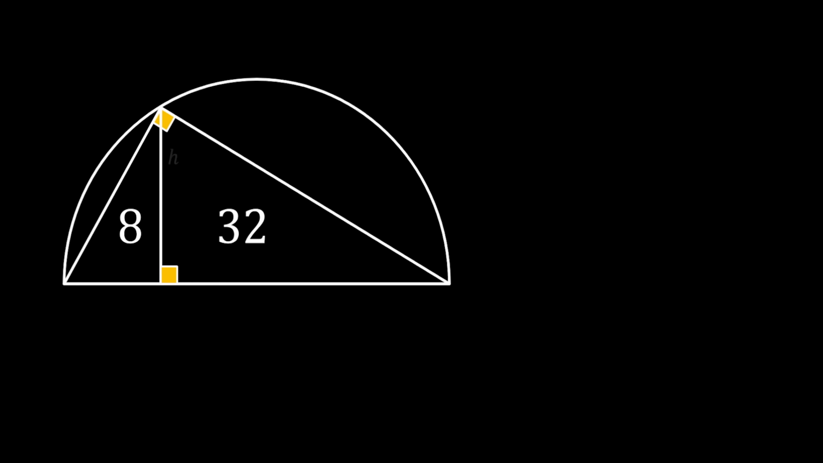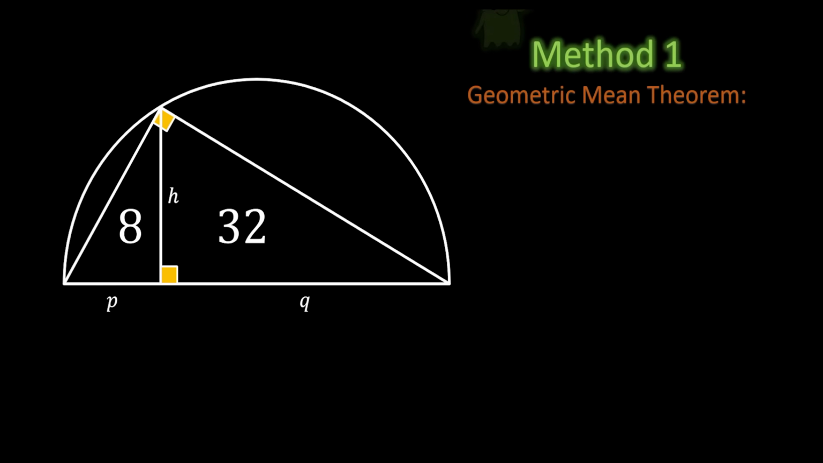So let's label its height as h, and we can label the 2 segments into which it divides the hypotenuse, or the diameter of our semicircle, as p and q, as you can see on the sketch. Now from here we can use multiple approaches to find the connection between the height h and those segments p and q. In this video I'm going to show you 2 methods. The first method is using the geometric mean theorem.